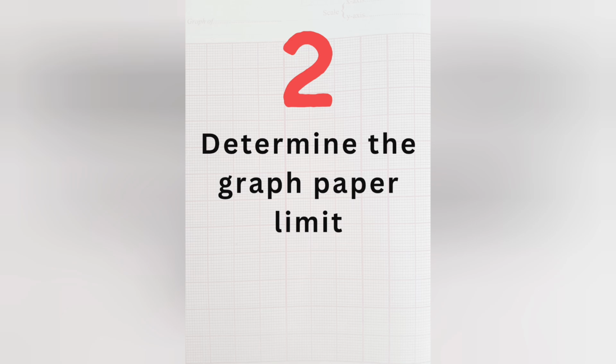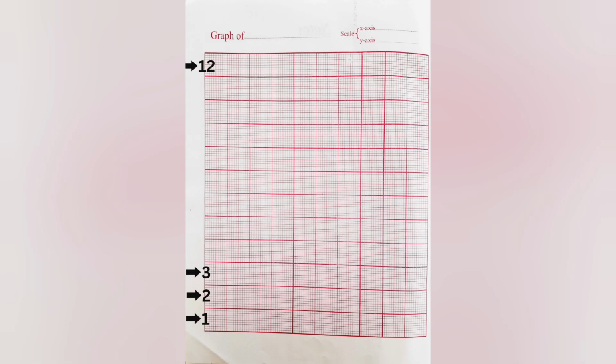Step 2. Determine the graph paper limit. This means finding out if your graph paper can accommodate your readings or data values. For example, let's say this is your graph paper. From one thick line to the next is 2 centimeters or 1 box. For the vertical axis, we are limited to just 12 boxes or 24 centimeters. That is 1, 2, 3, 4, 5 till 12. For the horizontal axis, we are limited to 10 boxes or 20 centimeters. That is 1, 2, 3, 4 and so on till 10.